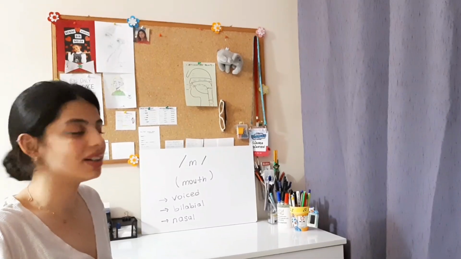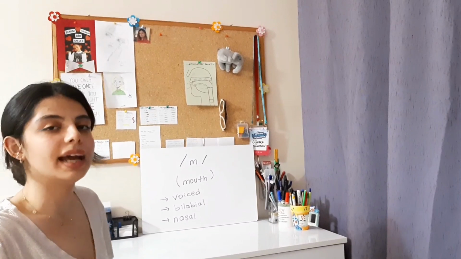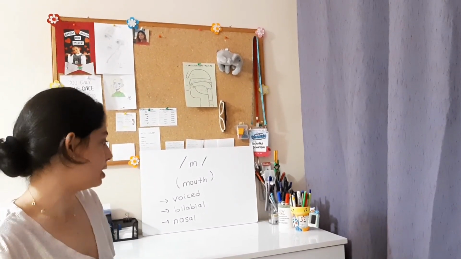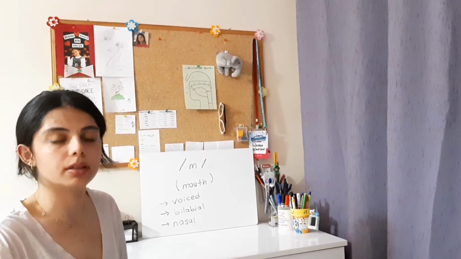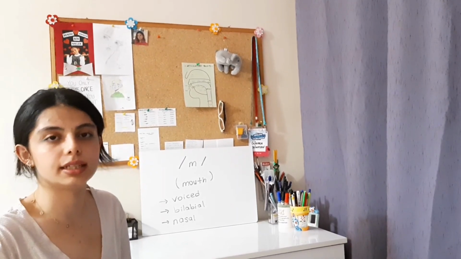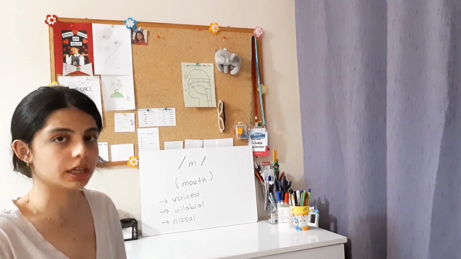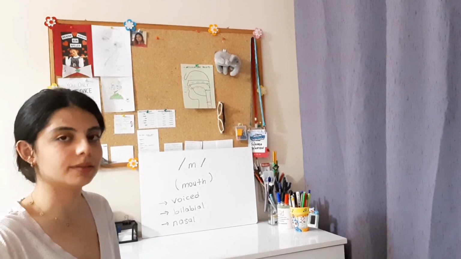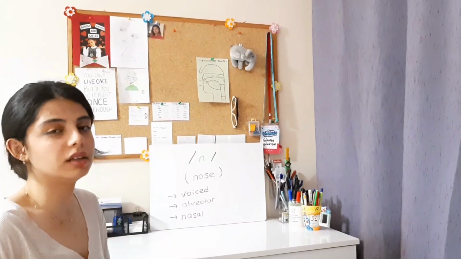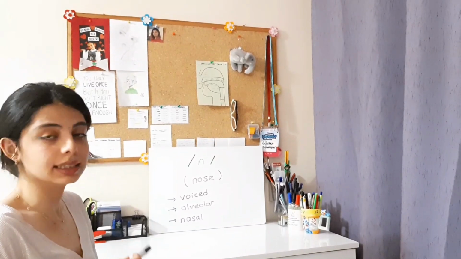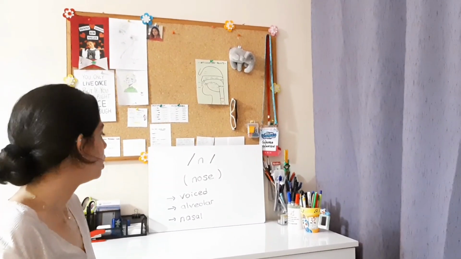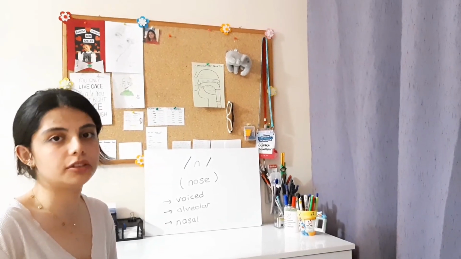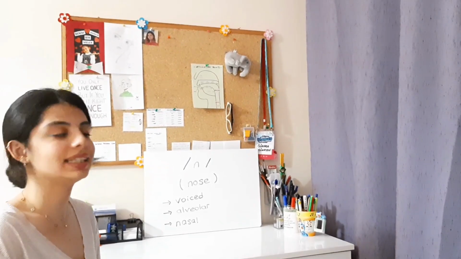Our next consonant is m, as in mouth. Its voice sound and its place of articulation is bilabial because when we articulate it, both lips are touching each other, and its manner of articulation is nasal. Our other sound is n, as in nose. Its voice sound, its place of articulation is alveolar, and its manner of articulation is nasal.